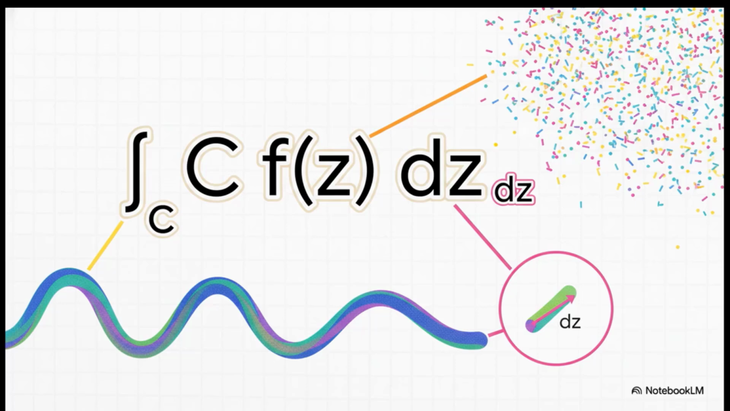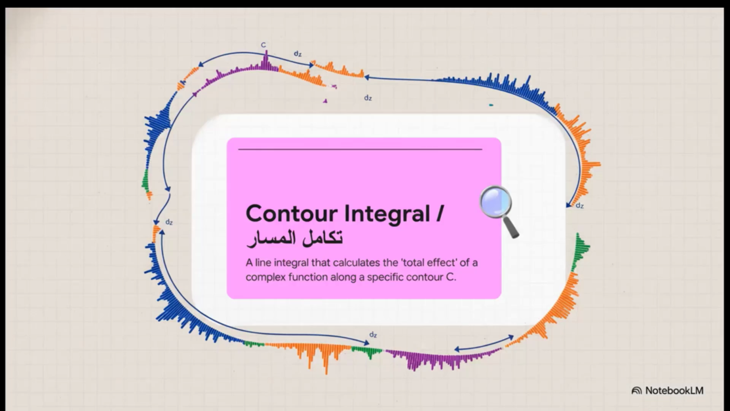So f of z is our complex function. It assigns a value to every single point in the plane. C is the contour, the path we just defined. And dz, well, that represents a tiny, tiny little step along that path, a tiny vector that has both a length and a direction. So the contour integral does something amazing.